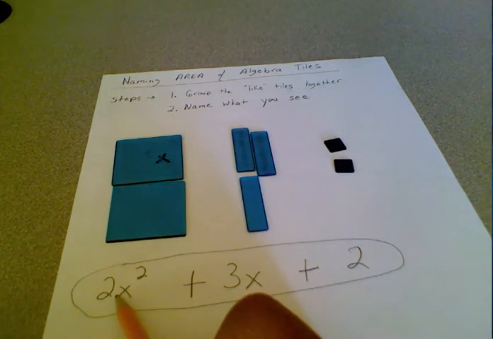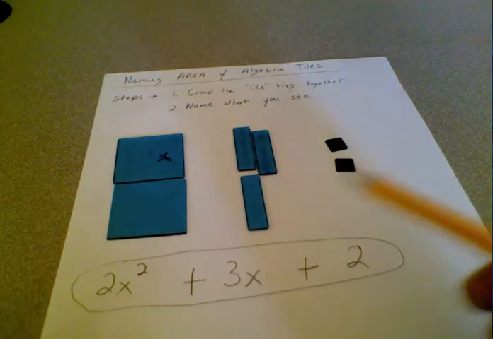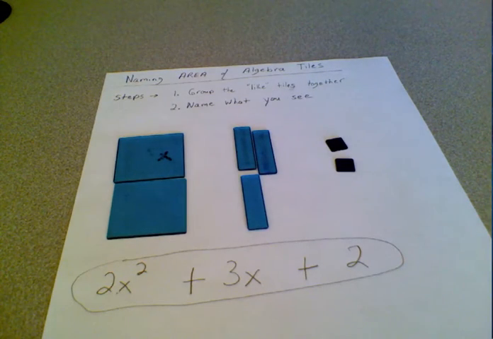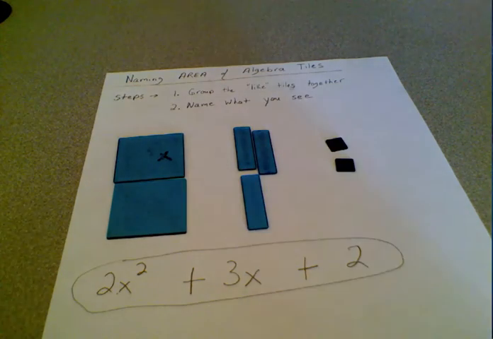I can't add 2x squared plus 3x because they are not the exact same shape together there. They are not alike. Sure, they have some similarities, but they are not exactly alike, okay?